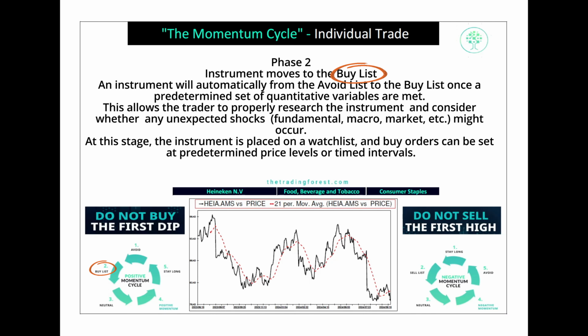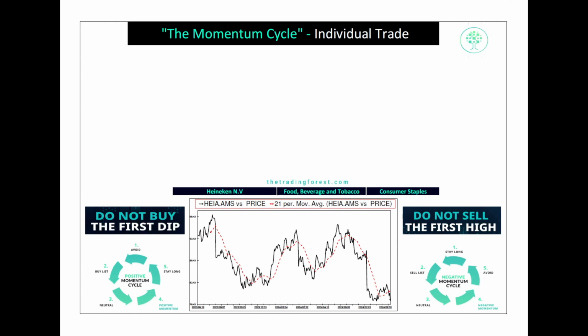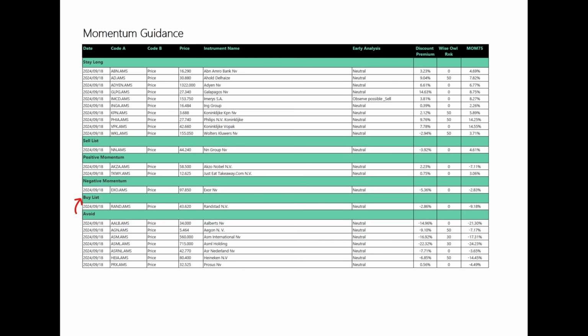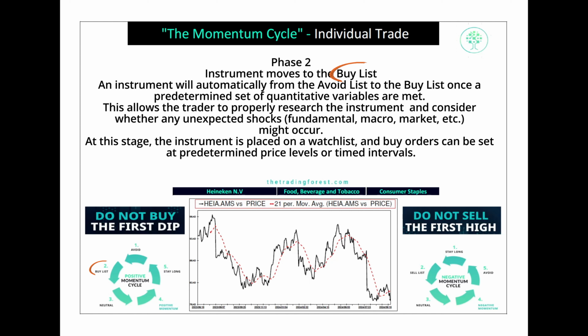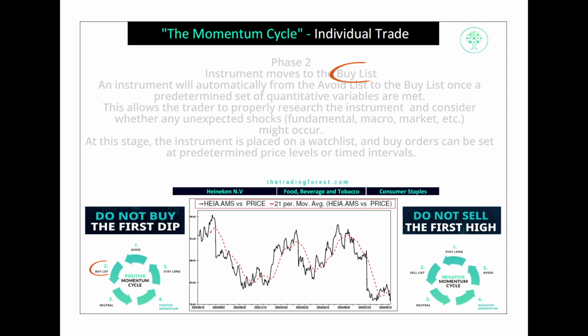Phase 2. Instrument moves to the buy list. An instrument will automatically move from the avoid list to the buy list once a predetermined set of quantitative variables are met. This allows the trader to properly research the instrument and consider whether any unexpected shocks, fundamental, macro, market, etc., might occur. At this stage, the instrument is placed on a watch list, and buy orders can be set at predetermined price levels or timed intervals.